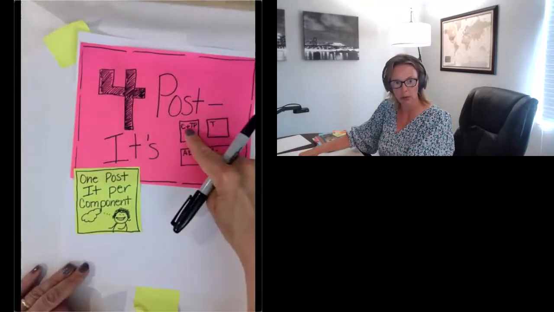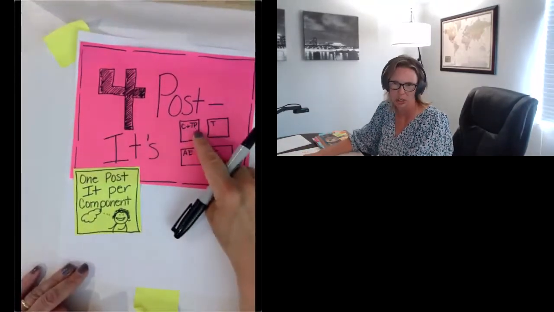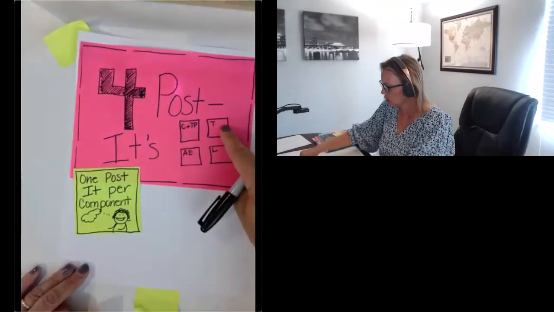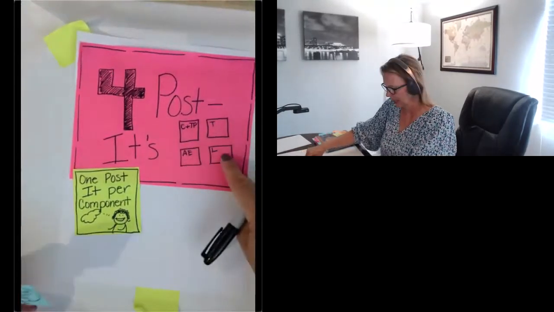So the connection with the teaching point, I always have to write the teaching point on a separate one. So I usually have 5. And then the teaching, and then the active engagement and the link.